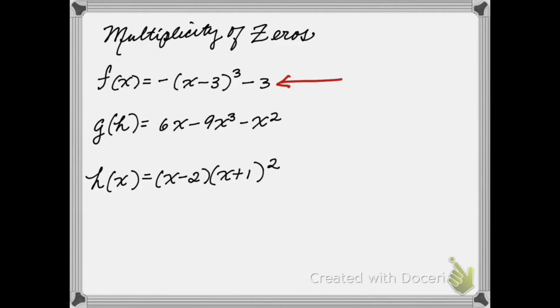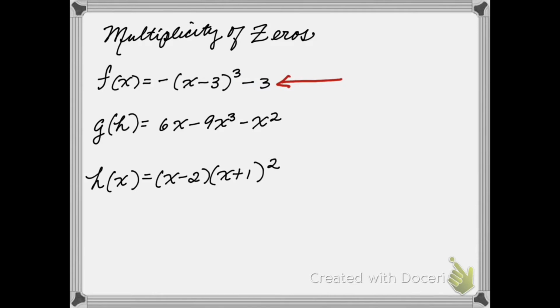So when I look at this, I think about the negative as a reflection of the parent function through the x-axis. This minus 3 is a horizontal shift, 3 to the right. And this minus 3 is a vertical shift, 3 down. And that's how I would deal with that function.